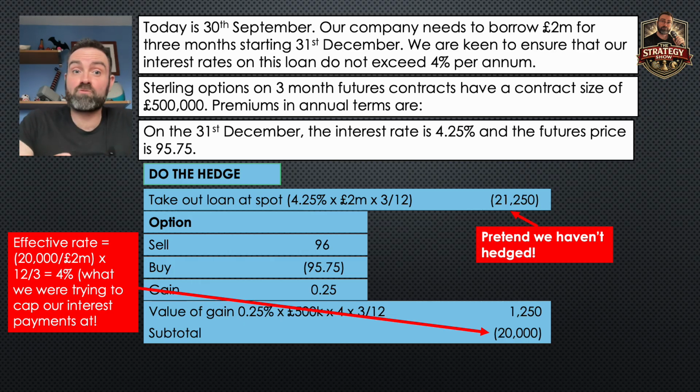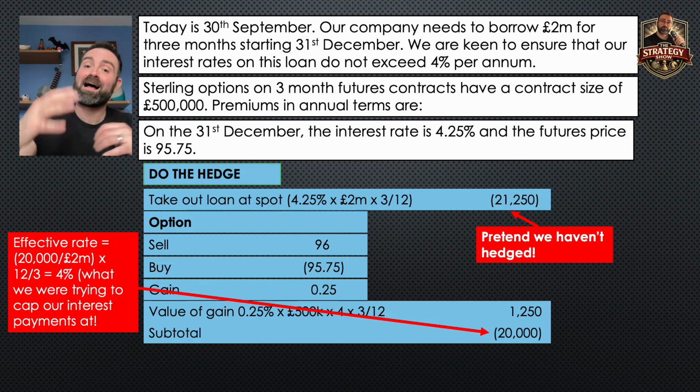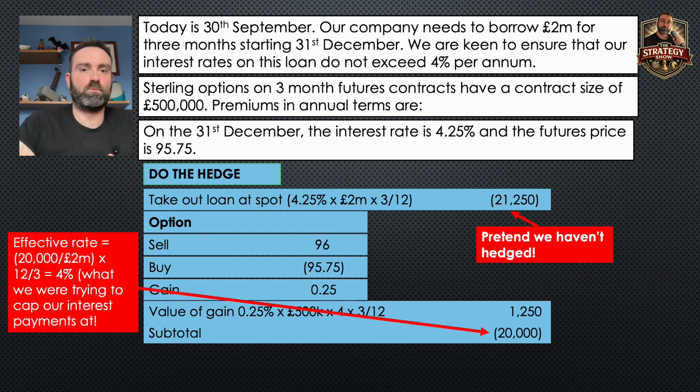So the prevailing interest rate when we took out our loan on the 31st of December was 4.25%. Thanks to our option, we've managed to essentially cap it at the lower figure of 4%. However, we won't quite achieve 4%.